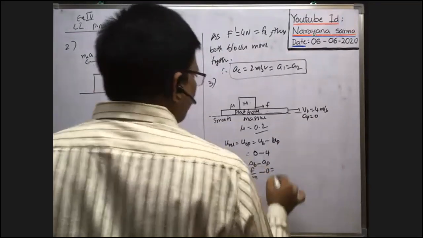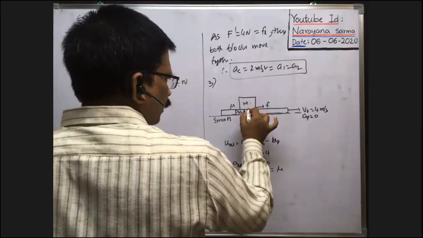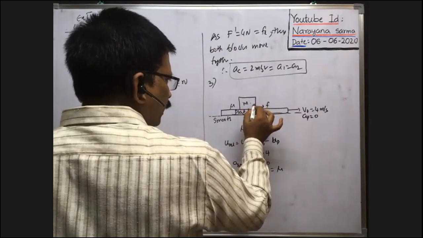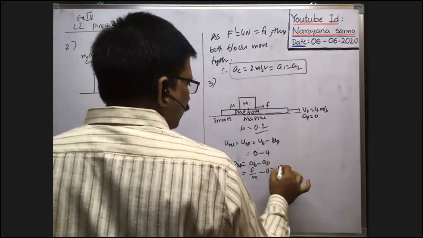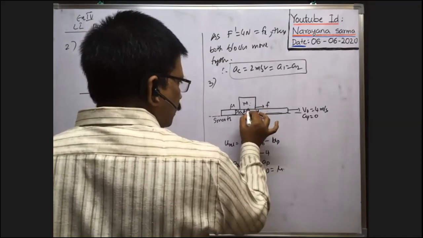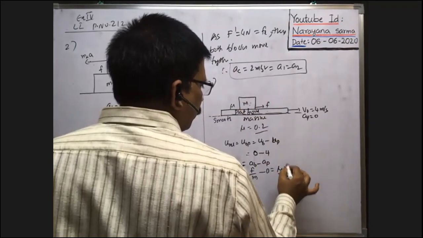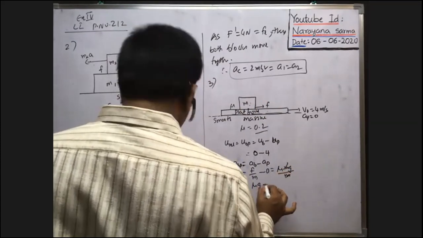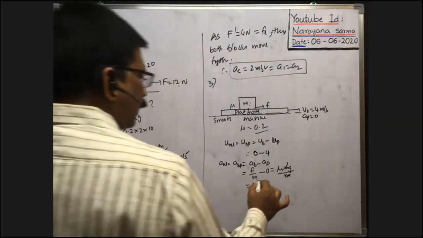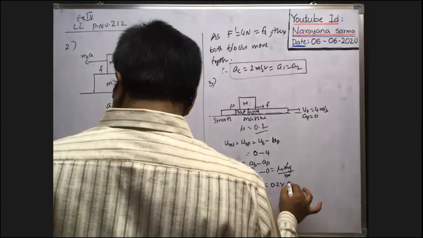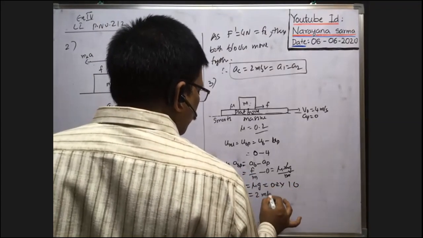F means, what is the friction force? Mu into the normal reaction acting on this block. Because the friction force acts on this block, the friction force between this block and the platform is F equal to mu into the normal reaction at this point. That is equal to mg only, no? Mg by m, m cancel. So mu g. So mu is equal to 0.2 into g, which is 10, you take. 10 is given, of course. That is equal to 2 meter per second square.